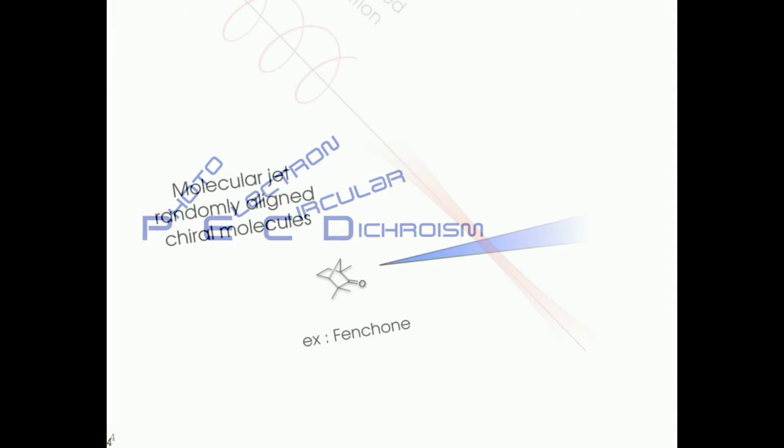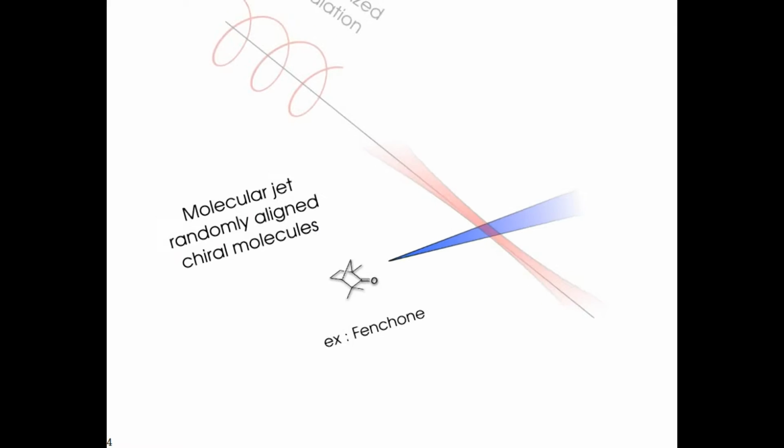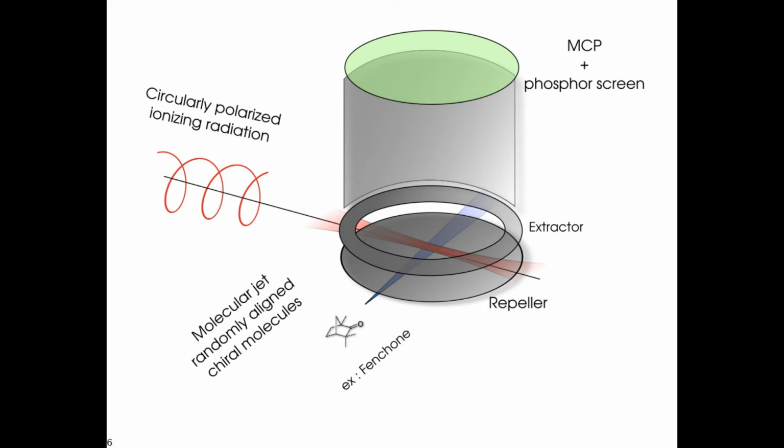In a PECD experiment, we send a jet of randomly oriented chiral molecules into a vacuum chamber, where it can interact with circularly polarized ionizing radiation. The photoelectron angular distribution is recorded by a velocity map imaging spectrometer.